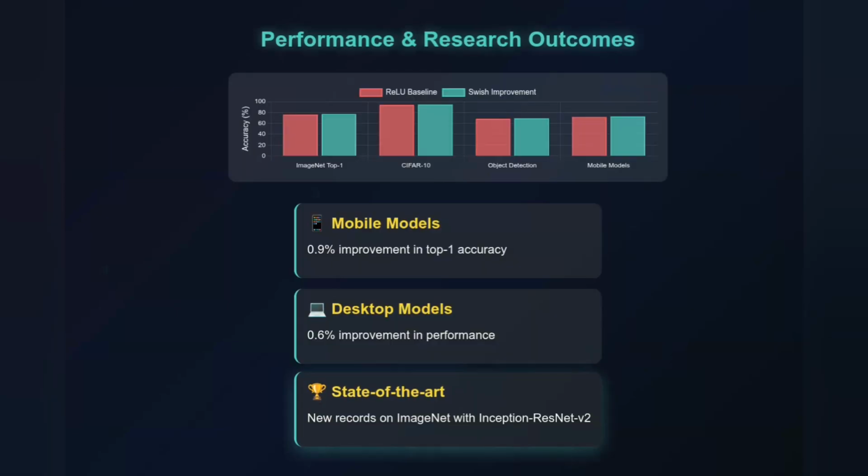Let's look at some concrete numbers from research papers. In the original Google paper, Swish consistently outperformed ReLU across multiple architectures. Mobile-sized models, 0.9% improvement in top 1 accuracy. Desktop-sized models, 0.6% improvement. Inception-ResNet-v2 achieved new state-of-the-art results. What's interesting is that Swish often shows faster convergence during training while achieving better final accuracy. Recent research has also explored variants like Swish-1, eSwish, and other modifications that push performance even further.